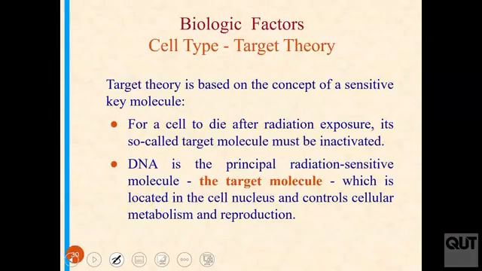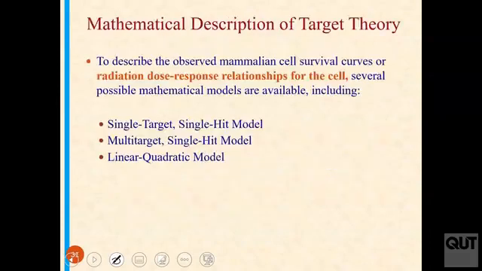Alright, the next thing we'll look at is what's called target theory. So target theory is based on the concept of a sensitive key molecule. In this, let's assume that for a cell to die after radiation exposure, its target molecule has to be inactivated. So let's say the target molecule for us is the DNA, but it could be something else, but we'll just stick with DNA. So there's a few different mathematical models, and we'll go through a couple of these.